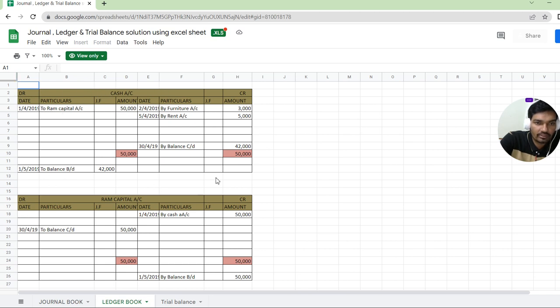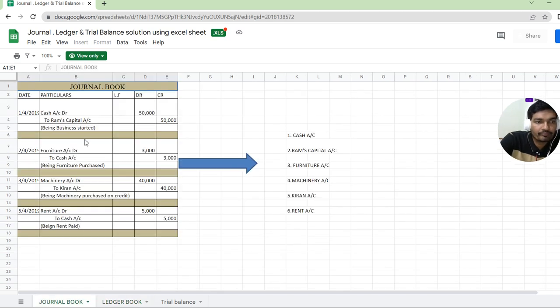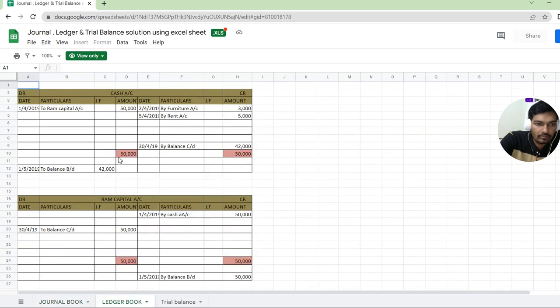This is a pro forma for the ledger account. Date column, particulars, LF, JF, amount rupees. Date, particulars, JF, amount rupees. So on the left side we should write debit, on the right side we should write credit. Whenever we are writing the debit side we should start with 'To', and while we are writing the credit side we should start with 'By'. So first, with the help of the journal entries we need to prepare the ledger book.